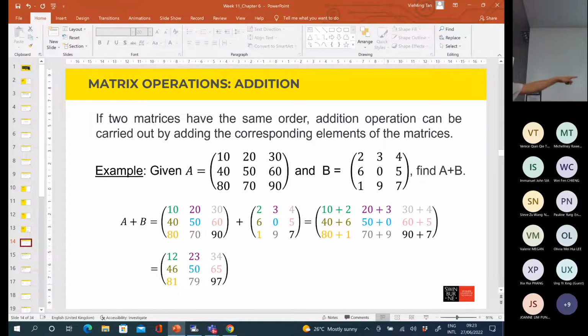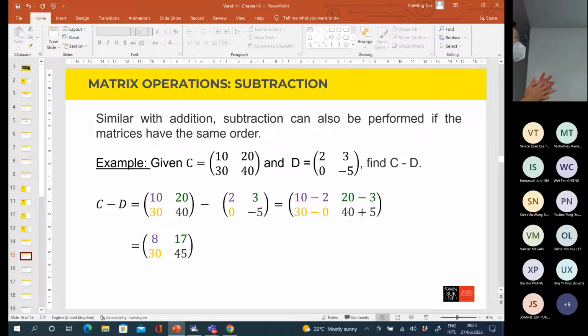So you may find that the result of the summation is also a 3 multiplied by 3 matrix. The result must have the same number of rows and the same number of columns as the A and B matrices.